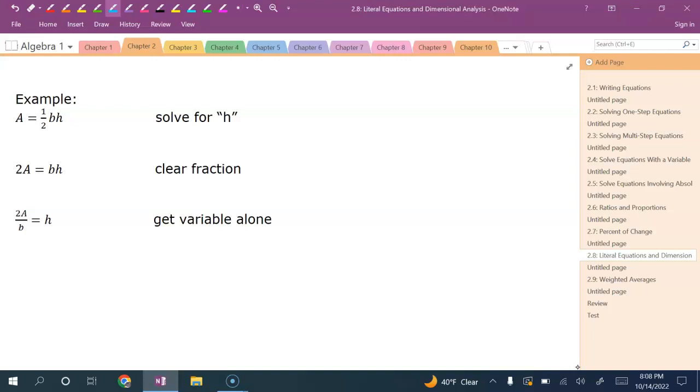Now, this equation that I have here says capital A equals 1/2 BH. Now, that's actually the area formula for a triangle. Area equals 1/2 times base times height.